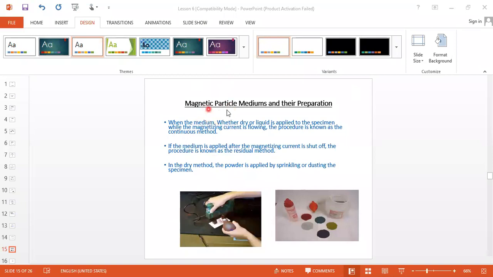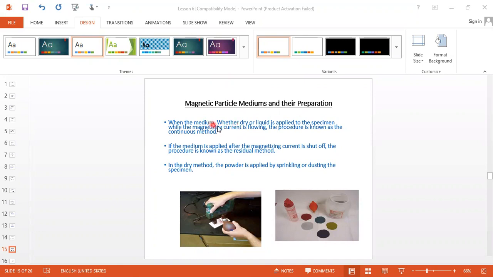Now see here, magnetic particle medium and their preparation. Magnetic particle medium means iron particles and their preparation: how we are preparing that, what are the different colors of those particles, and what is the size and the shape of the particle. These are the parameters we are going to discuss here.